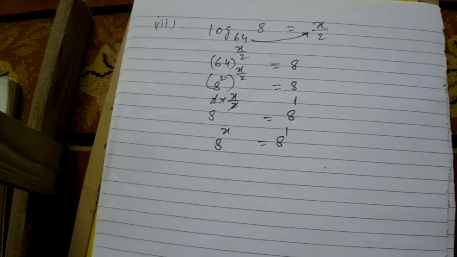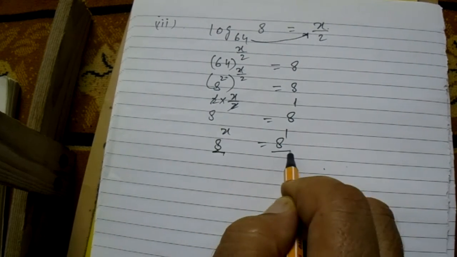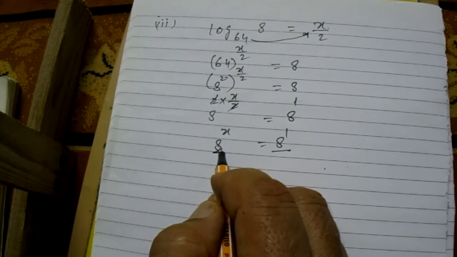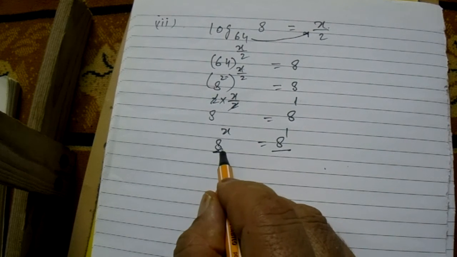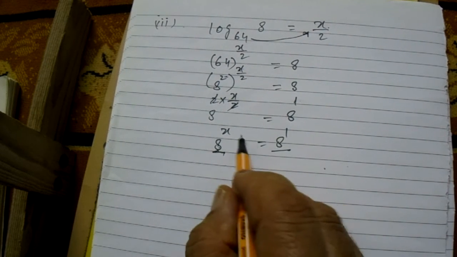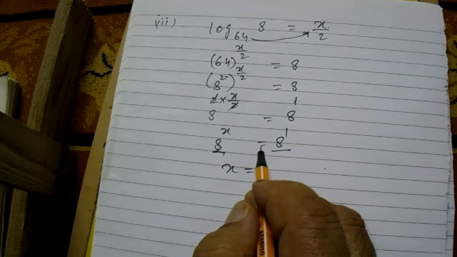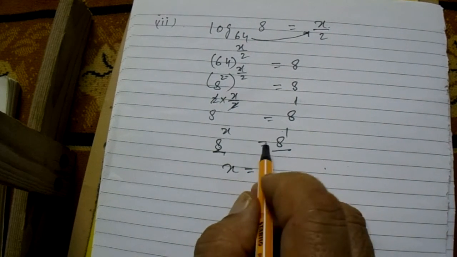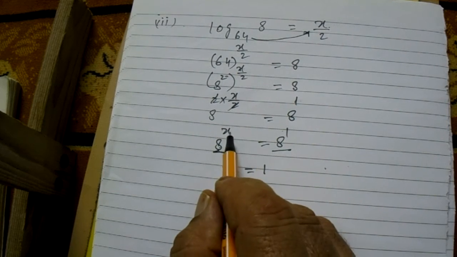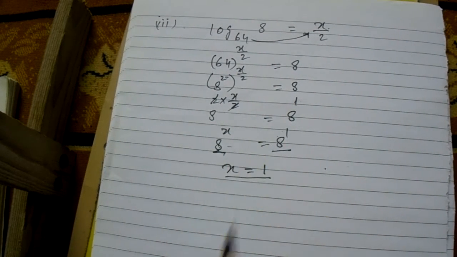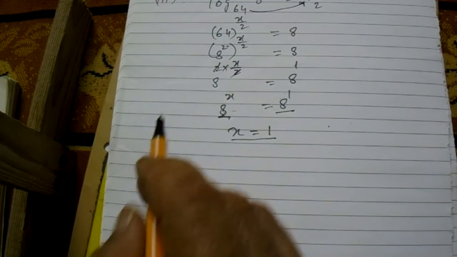Now base is the same, this is base 8, this is also base 8. We equate the powers. Now x is equal to 1. Now this is your answer. This is the third part of this question.